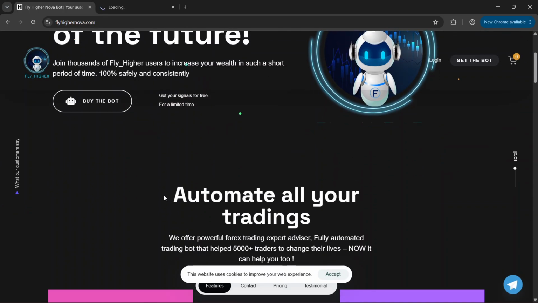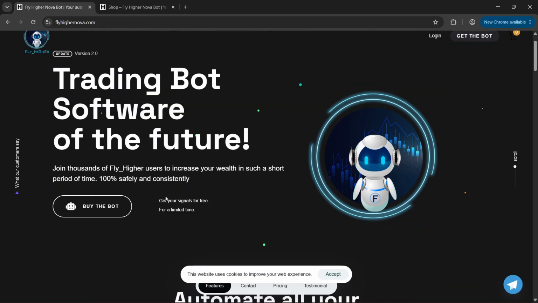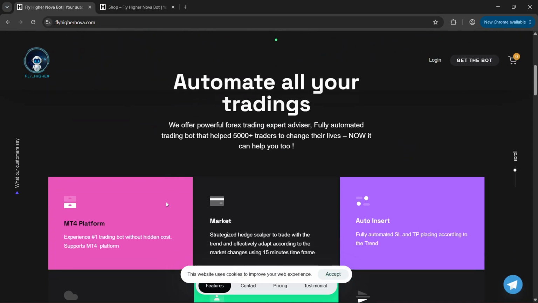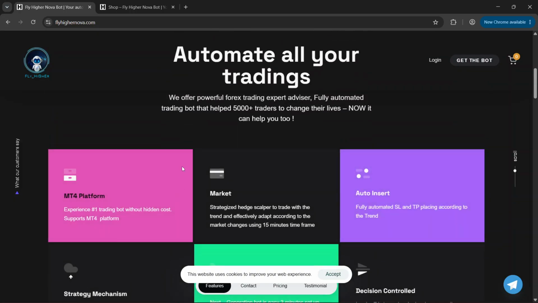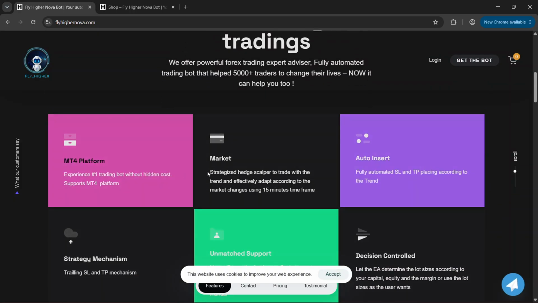First up, the strategic claim. On the official site, they call it a multi-currency hedge scalper that trades with the trend. You can see here, strategized hedge scalper to trade with the trend. They say it runs on the 15-minute time frame and adapts to market changes.